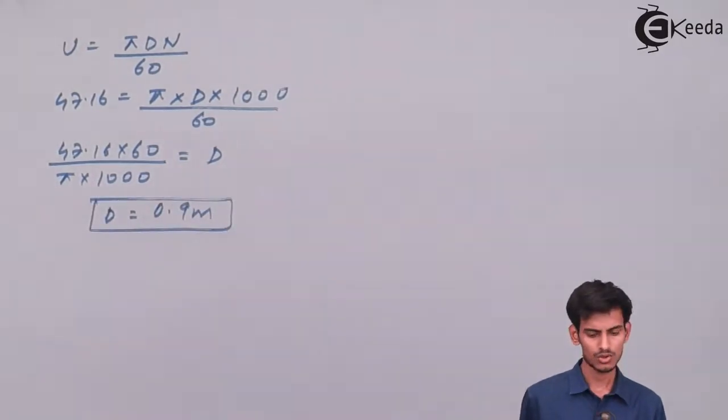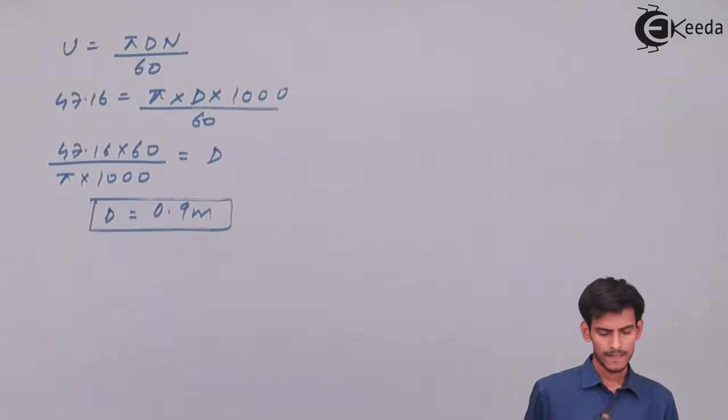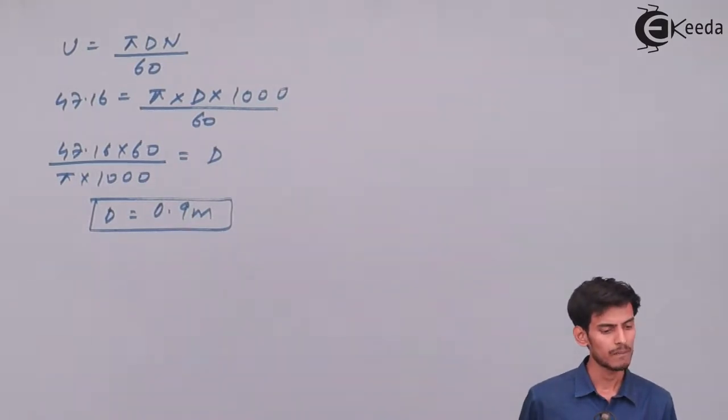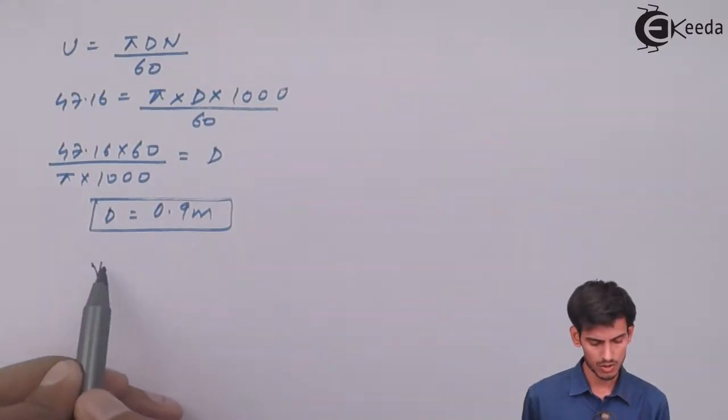So the D comes out to 0.9 meter. Using the value of u, which is πDN by 60, we calculated u and got 47.16. Next, use the given data again, where the flow ratio is given as 0.3. Flow ratio is nothing but Vf upon under root of 2gH.